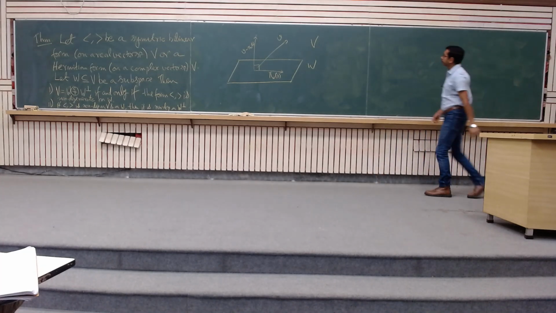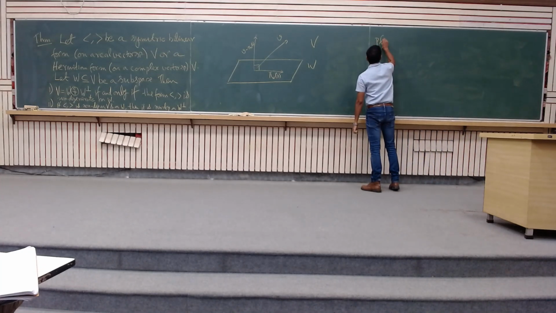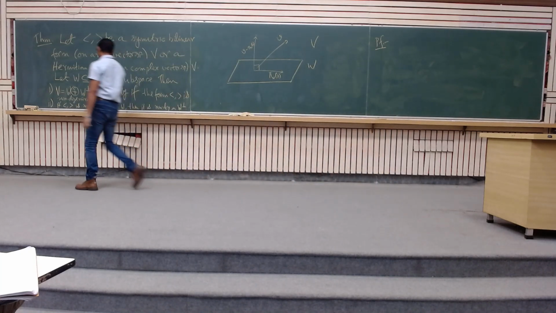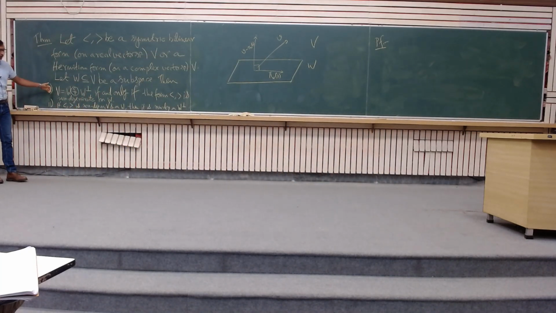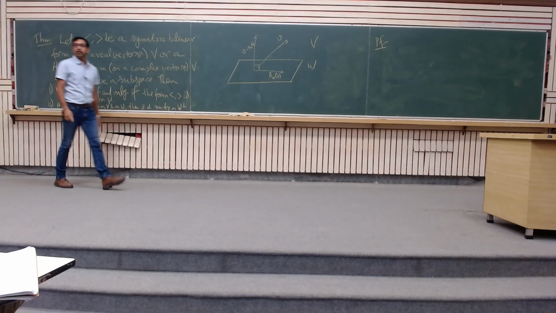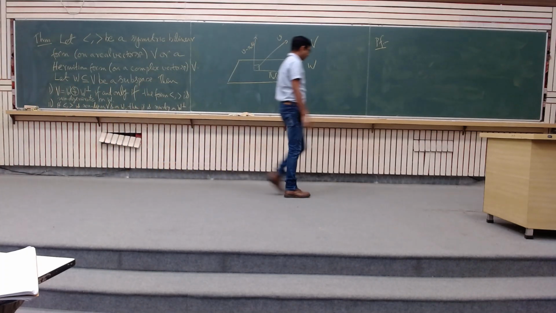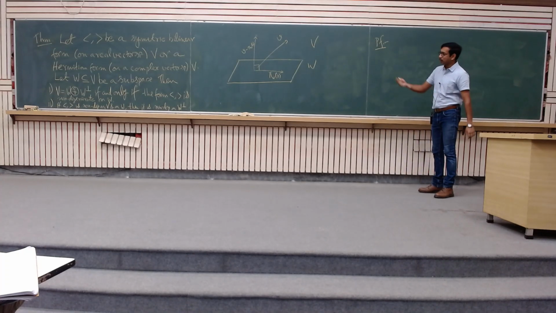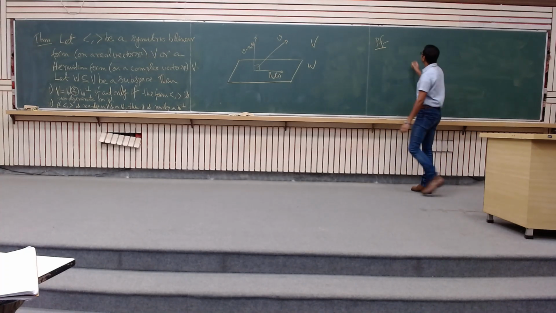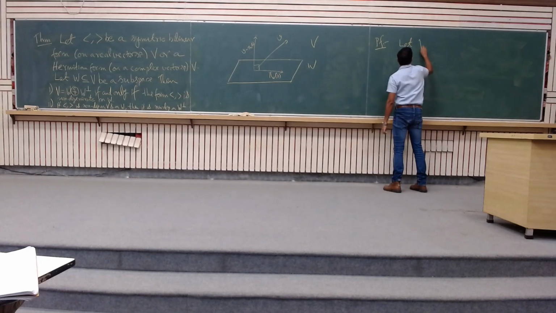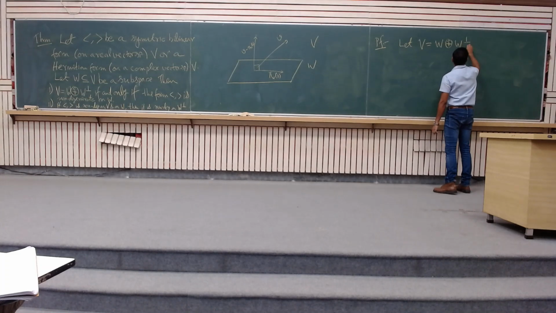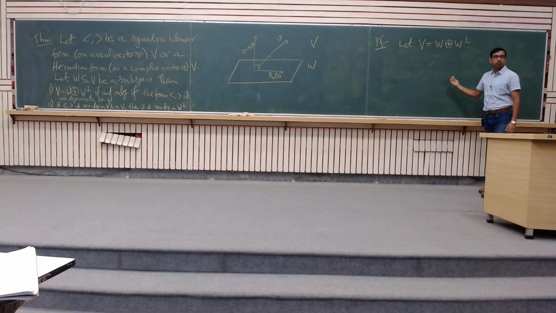Okay, so proof. So this one, let's start with this decomposition and show at first. I mean, that's actually the easy part. Show that this form is non-degenerate on W. Okay. So let V be equal to W direct sum W perp. We are going to show that the form is non-degenerate on W.